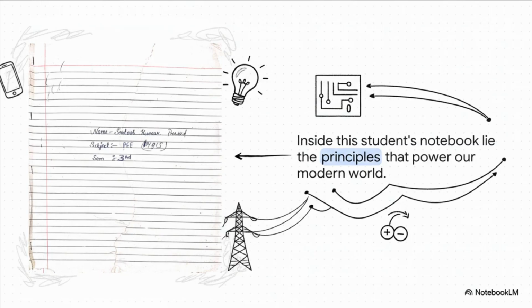You know, it's kind of wild to think about, but what if the rules that run our entire world, your phone, the lights in your room, the whole power grid, could be found scribbled in an old student notebook? Well, today, we're going to see for ourselves. We're diving into these pages to uncover the principles that literally make our modern lives possible. So let's start at the very beginning.